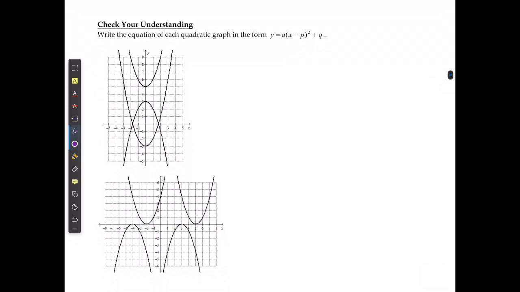Now you can use those skills to try these ones and figure out what would the equation actually be depending on what changed with the p value, with the q value, and with the a value from what we've already covered.